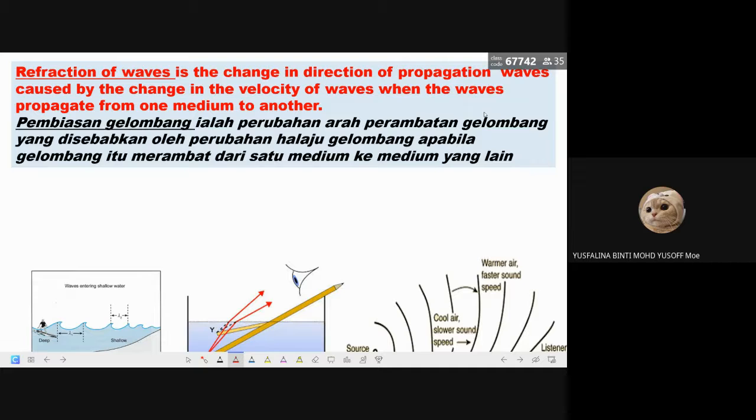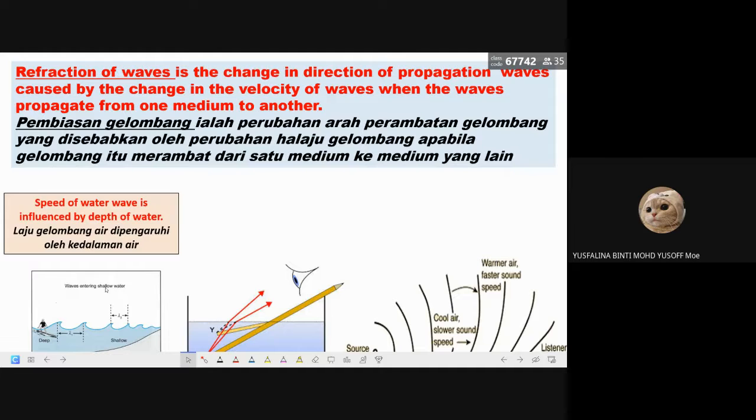So let's see the first one. This one is for the water. The speed of the water wave is influenced by the depth of the water, so this causes refraction to occur because of the difference in the depth of the water. This causes the refraction of wave to occur in the water wave because of the difference of depth.